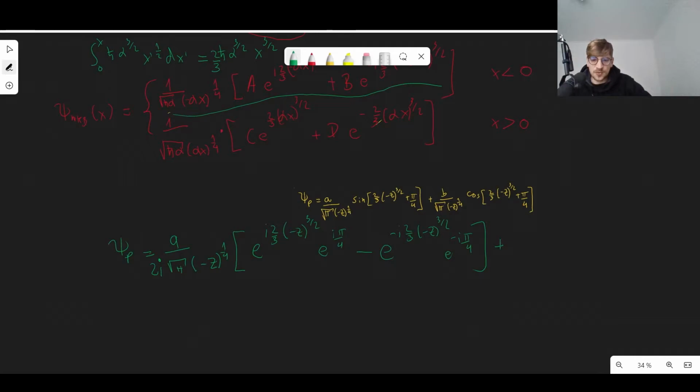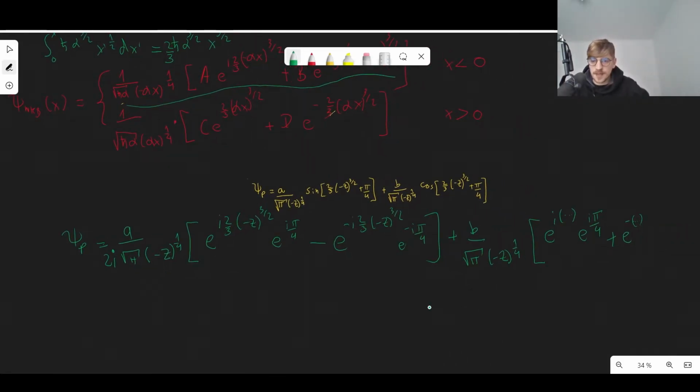And then we have the cosine, which will be plus b divided by the square root of pi minus z to the 1/4. And then we get the cosine, which is e to the i, and now I'm lazy, so the same thing, times e to the i pi over 4, plus, that's the big difference, e to the minus, and the same thing, times, of course, e to the minus i pi over 4. And all of this is divided by 2. Okay, so now we have written it in the way that we needed it, so we can get rid of this.